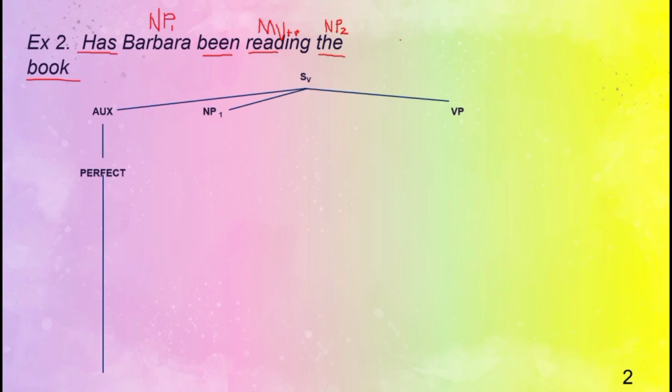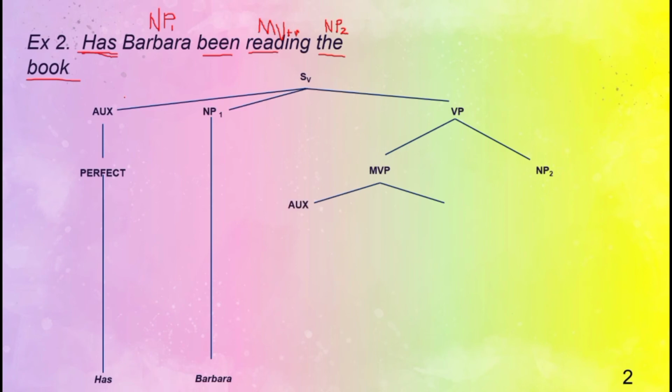So now we are going to make a diagram. Sentence number 5 consists of auxiliary, noun phrase 1 and the verb phrase. Our auxiliary perfect is has. Noun phrase 1, Barbara. Auxiliary progressive is been. Main verb phrase or our MV transitive is reading. And the noun phrase subscript 2 is the book.